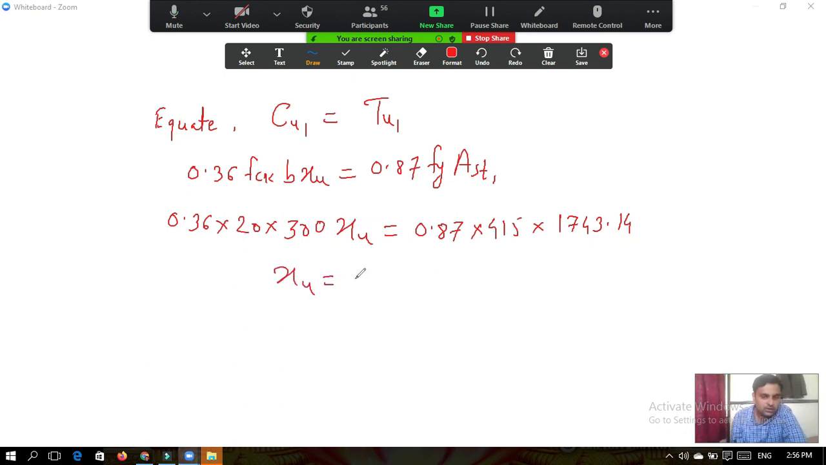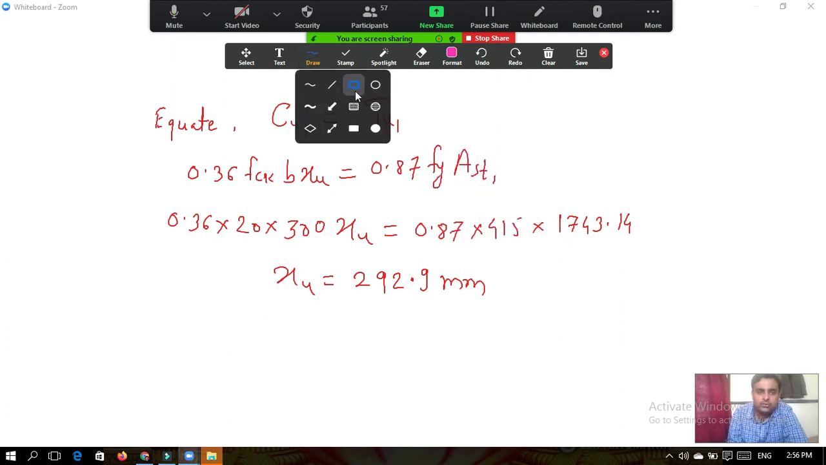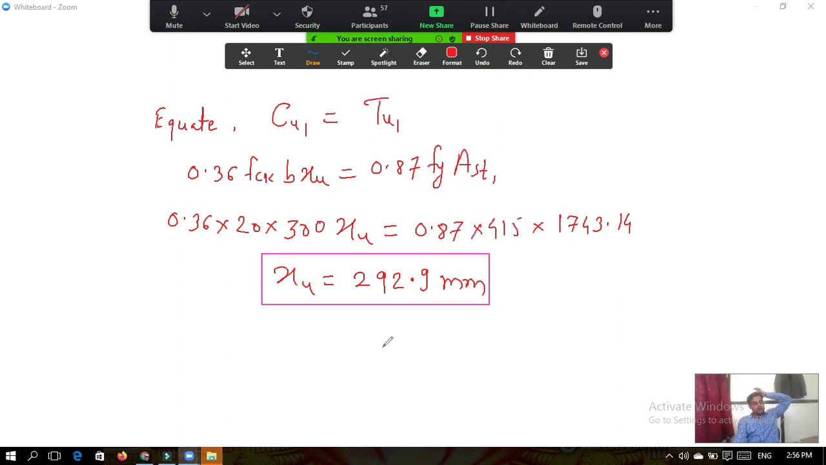What is the answer? 292.9 mm. I have got this value on the calculator after solving. Are you getting the same value? XU. Is it the right answer? Fast, tell me quickly. The answer XU is 292.9. Have you checked?